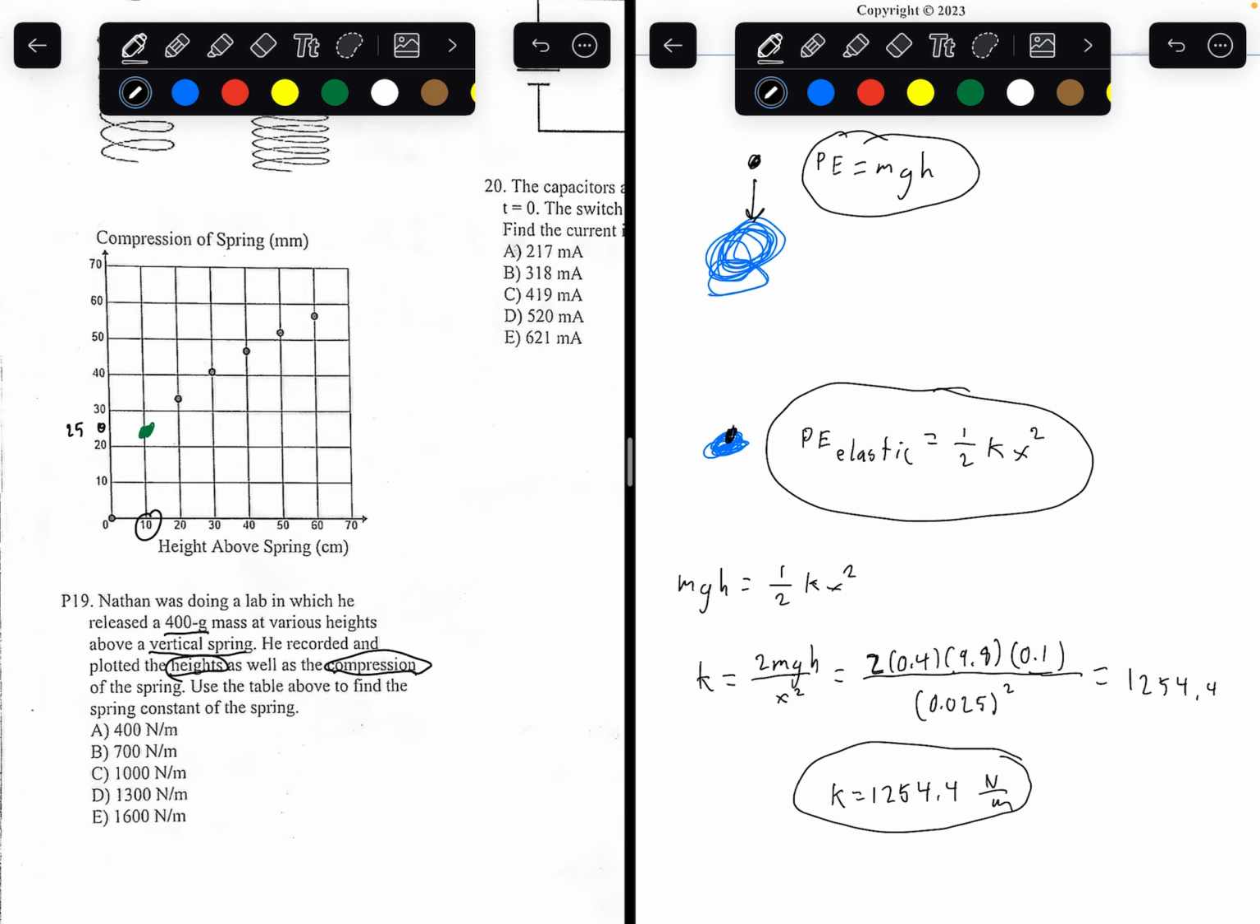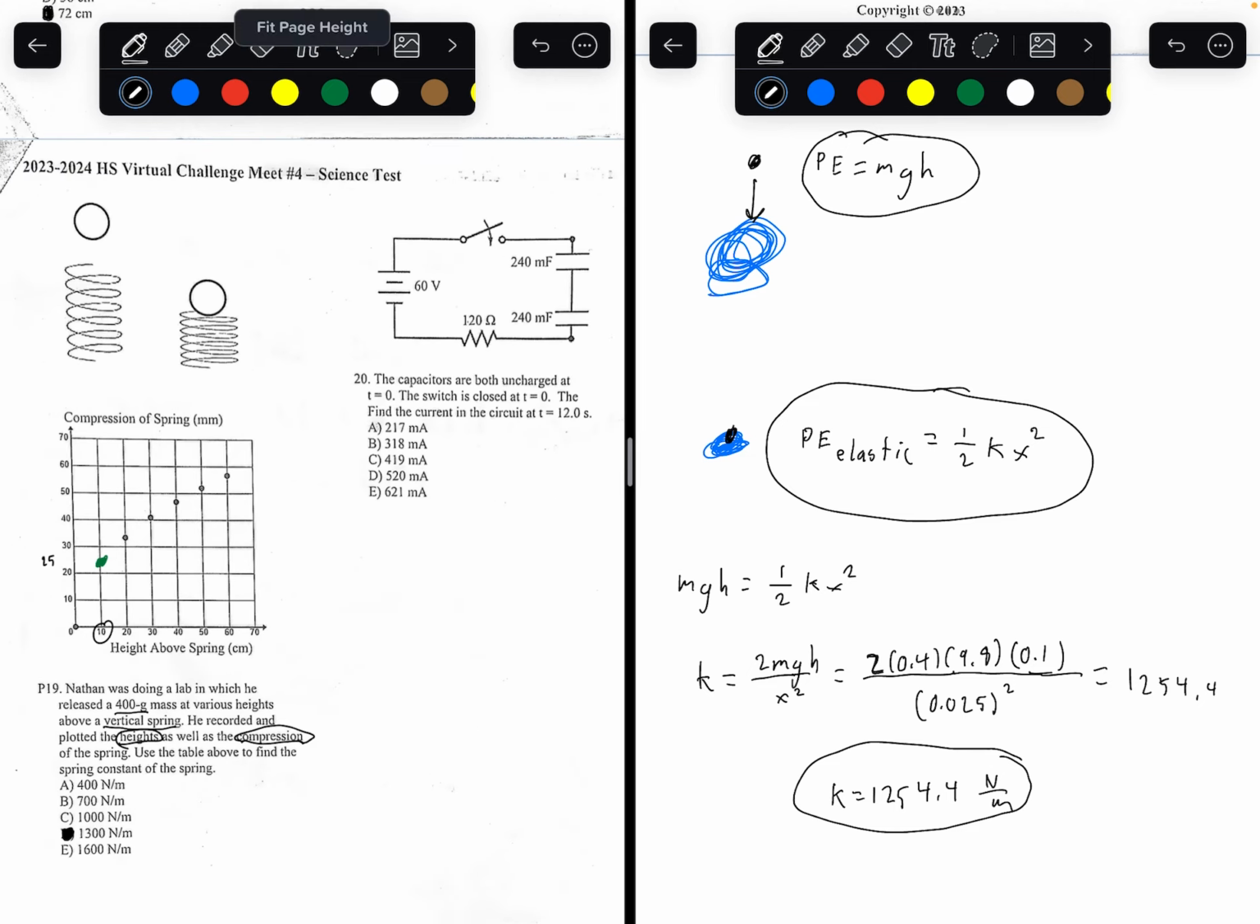Because these are graph questions, you're kind of estimating the points. This is not actually exactly 25. You're not going to get an answer that's directly one of the choices, so you have to choose the closest answer. 1254.4 is closest to 1300. So the answer to number 19 would be 1300.